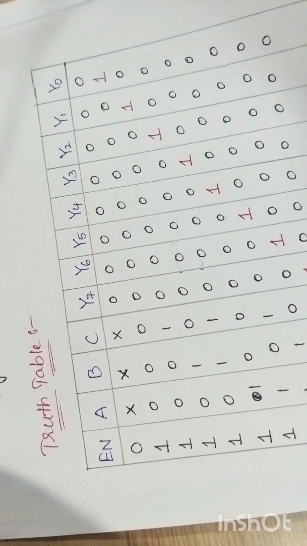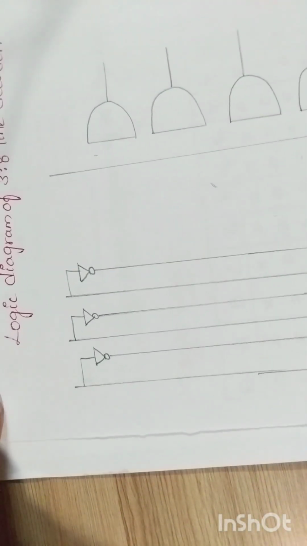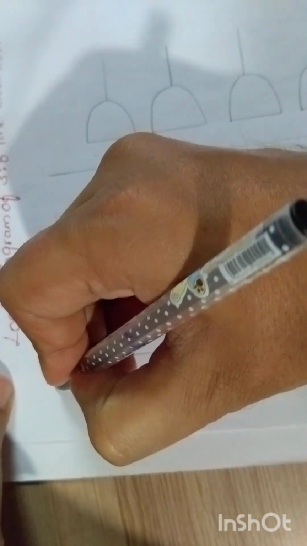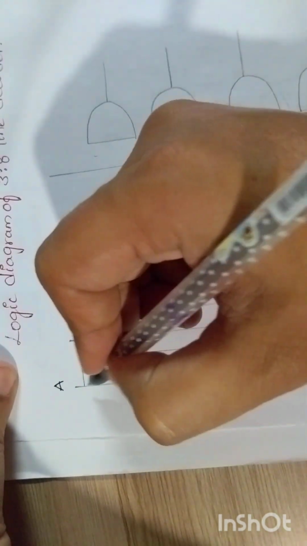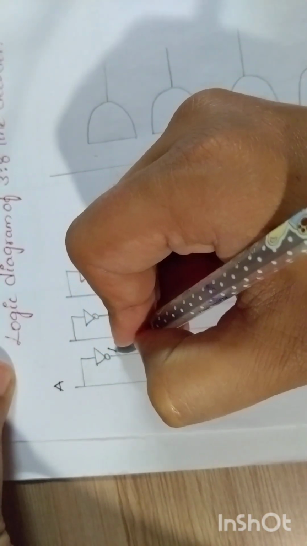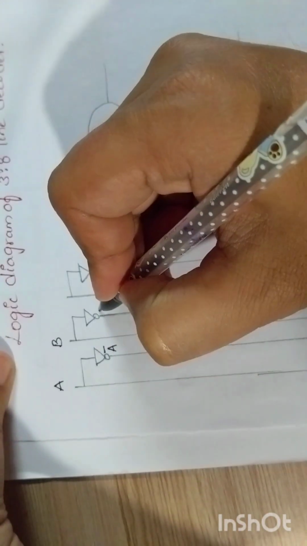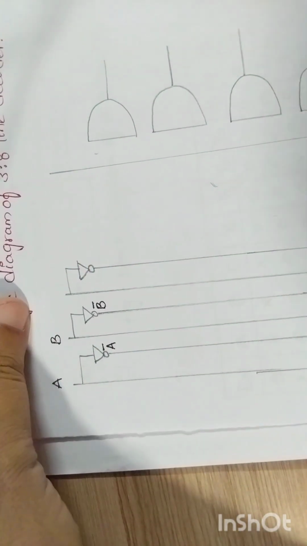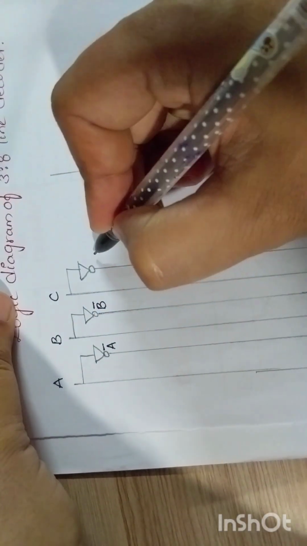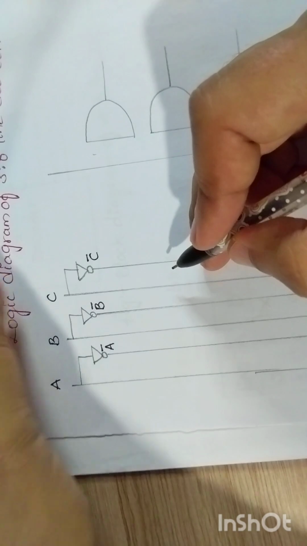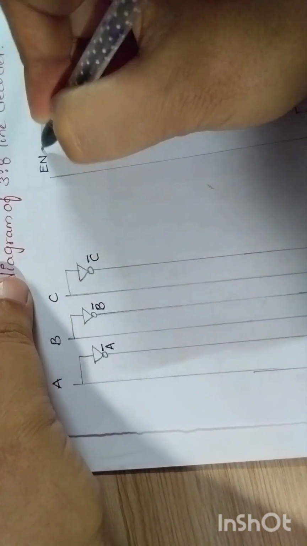For that, let us draw the logic diagram of the 3:8 line decoder. For the 3:8 line decoder, I have taken capital A. This is the line in which capital A is going to be there, and I have connected one inverter. After this inverter, a complement of A is going to appear here. The next one is B. When I connect the inverter, on this line B bar is going to appear. Next one is C. For C, I have connected one inverter. On this line, C bar is going to be there. Next, I have one enable pin, that is 1.